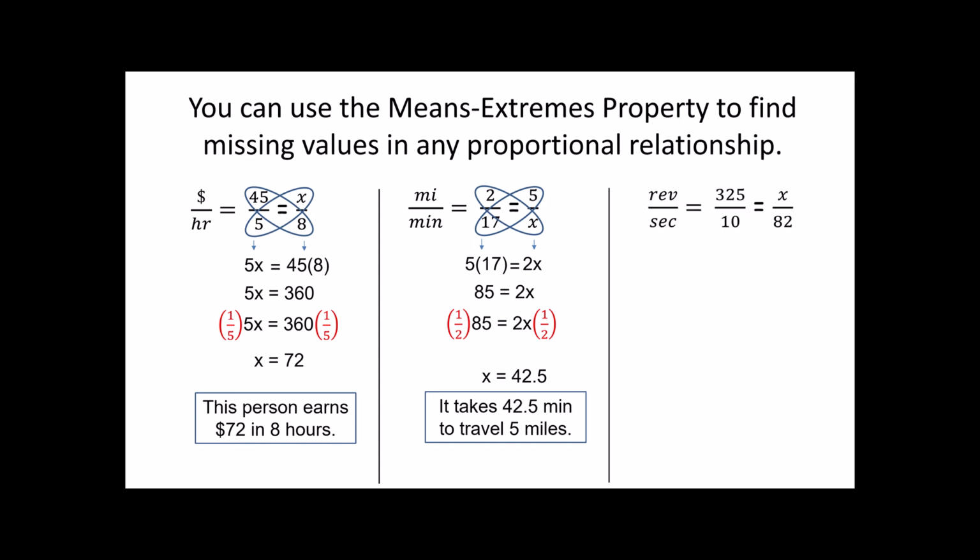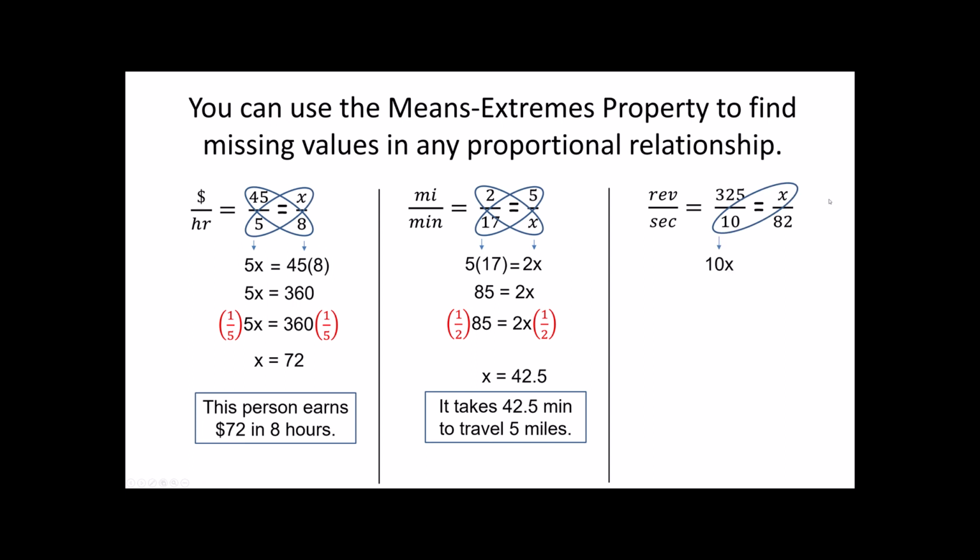Let's do one more. This is revolutions per second. A lot of industrial machinery has parts that spin in a circle. Those are called revolutions, and a lot of them move very, very quickly. So let's say this particular piece of machinery rotates 325 revolutions in 10 seconds. Now, being a machine, as long as it's on, we would assume that it would probably maintain the same speed, the same revolutions per second, so that we can predict how many revolutions it would take in 82 seconds. Notice revolutions are always on top, seconds are always on bottom.